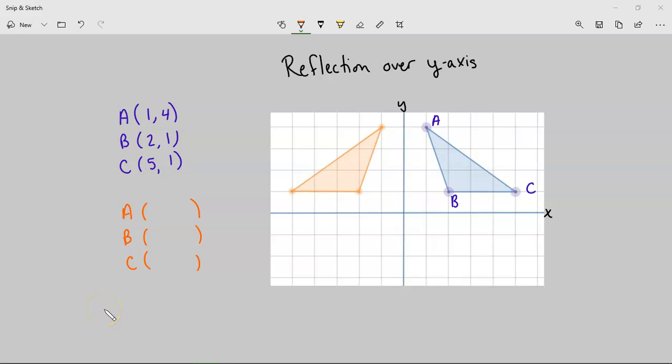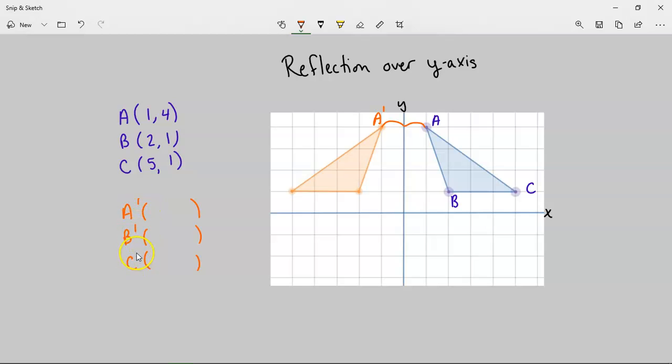Alright, so when you're reflecting, you're going to create congruent images, which means that they're the same shape and size. The only thing that's going to change is they're going to be a mirror image. So if I'm reflecting over the y-axis, what it means is that I am going to go across the y-axis the same distance away from the y-axis on the other side. So if you look, point A is 1 to the right of the y-axis, so point A prime is going to be 1 to the left.